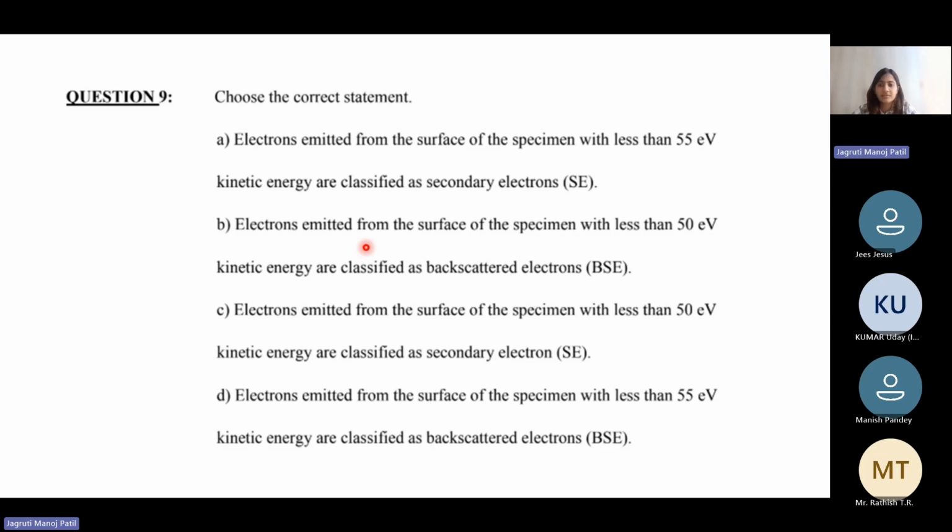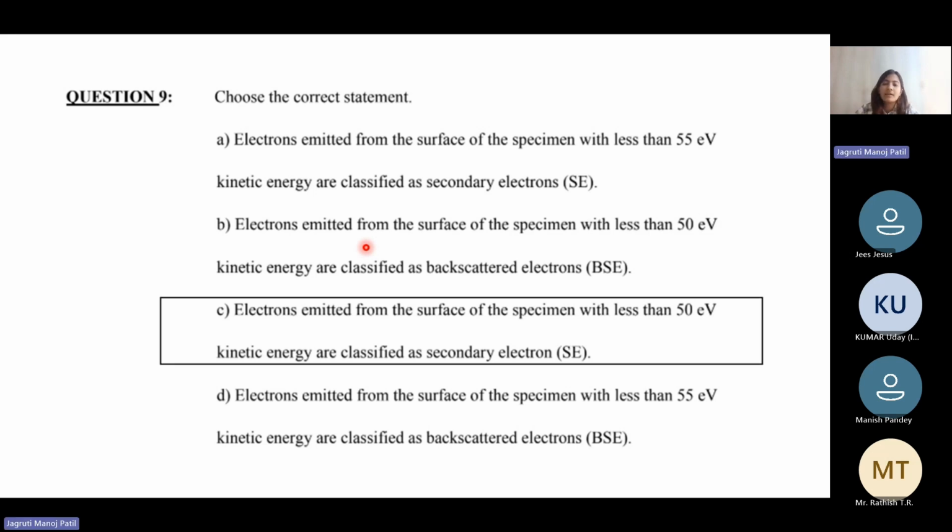Which one do you think? We also saw numbers when we were looking at the microscope and this diagram. When the energy is lesser than 50 electron volts, they are classified as secondary electrons. There's no way it would be a backscattered electron in any of the cases.